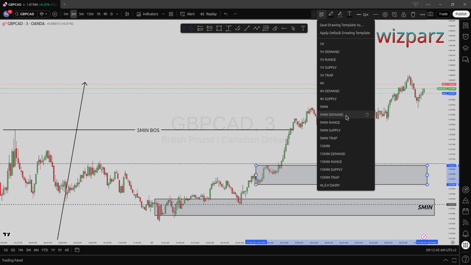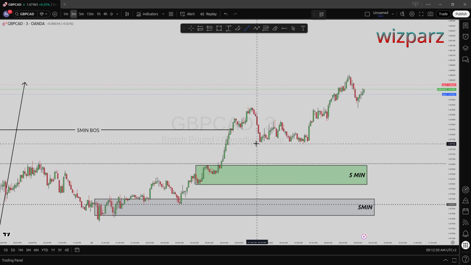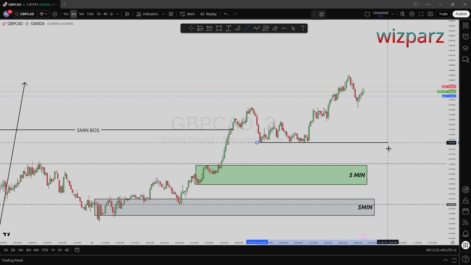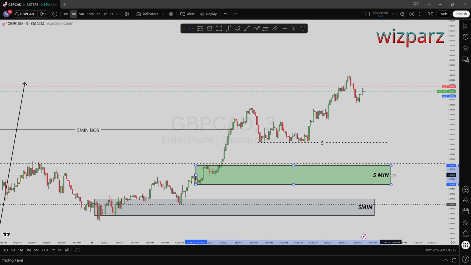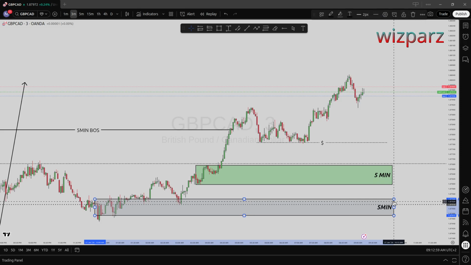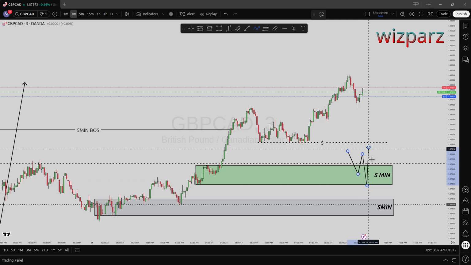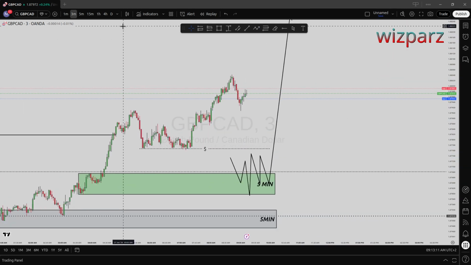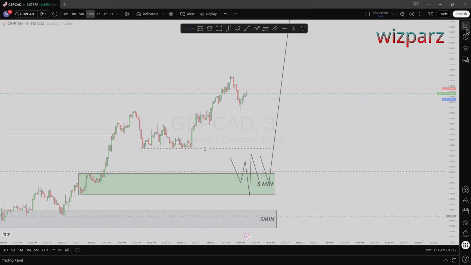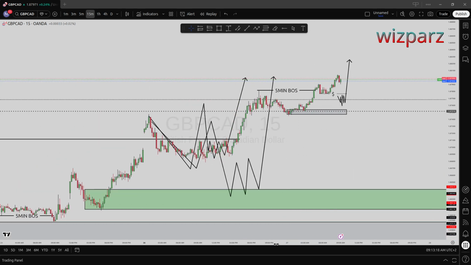So wait for price to come back to this main area and liquidate this internal liquidity, then give us 1 minute change of character on one of these demand or 5-minute zone. Then we are going to look for long opportunity, and that's what I'm waiting now.